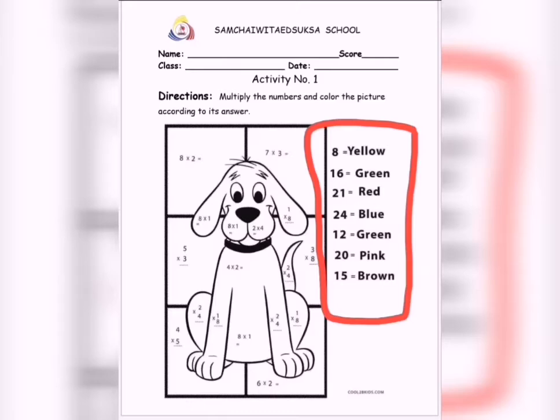The answer should only be number 8, 16, 21, 24, 12, 20, and 15. So we only have 7 answers for this exercise. If your answer is not found in these numbers that I encircled, that means your answer is wrong.